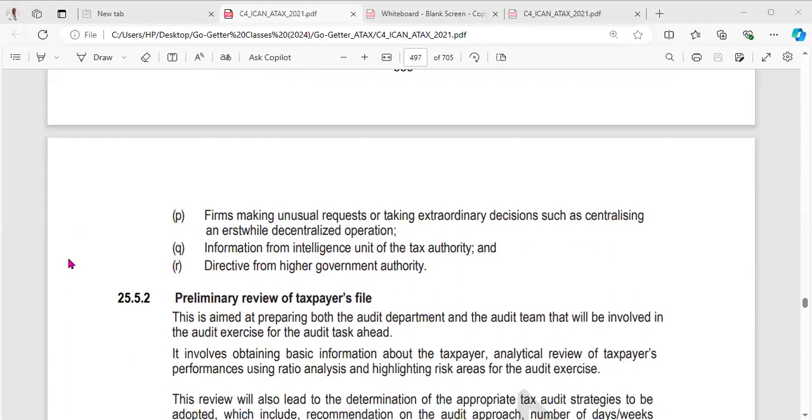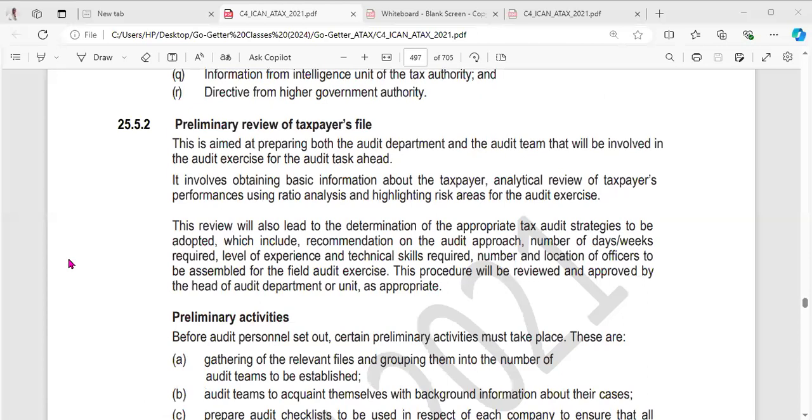Then we have preliminary review of the taxpayer's file. Now, this is done to prepare the audit team to know what is going to be involved in the audit task. They would like to know the basic information about the taxpayer. Who is this taxpayer? When did he start his business? What is his nature of business? What is his performance ratio? Let's highlight the risk areas so that when we are asking our questions, we'll be asking questions in that direction.